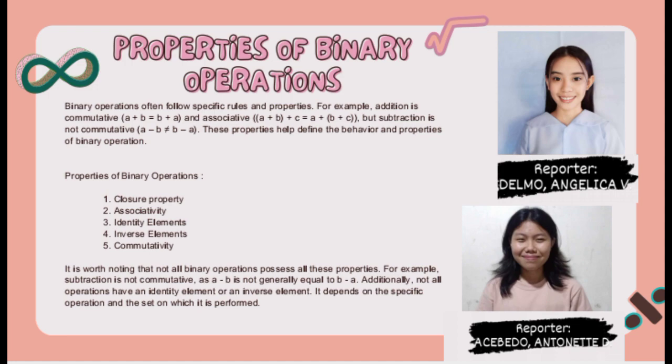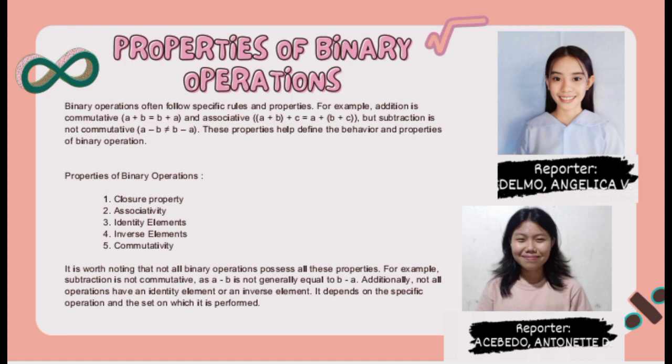So, we have some important properties of binary operations. Number one is closure. A binary operation on a set is said to be closed if combining any two elements from that set using the operation always results in an element that is within the set. For example, addition and multiplication are closed operations on the set of real numbers.